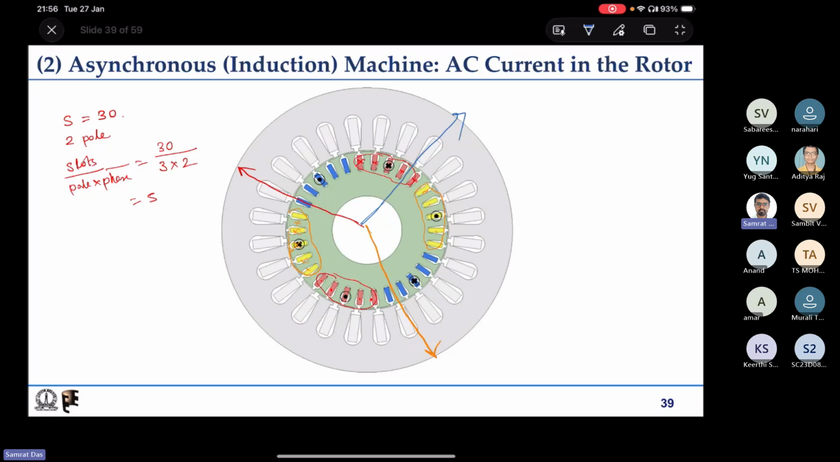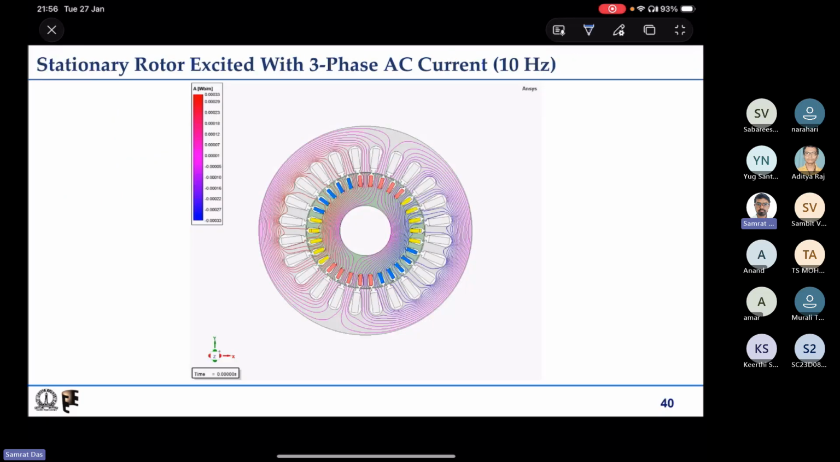Now we excite using slip rings, but in the first case we'll keep the rotor stationary, just for the sake of understanding what is happening. So the rotor is still stationary, and say we excite the 3 phases with a balanced current of 10 hertz, just as an example. If 10 hertz is the current, what is the time period? It has to be 20 millisecond by, so into 5.